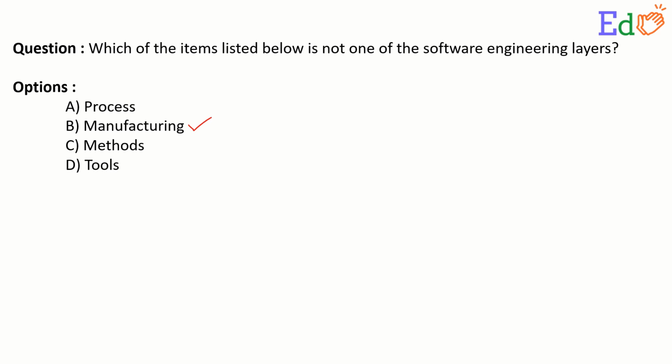So all the three, process, methods, and tools, are the three layers of software engineering, while manufacturing is not one of the software engineering layers.